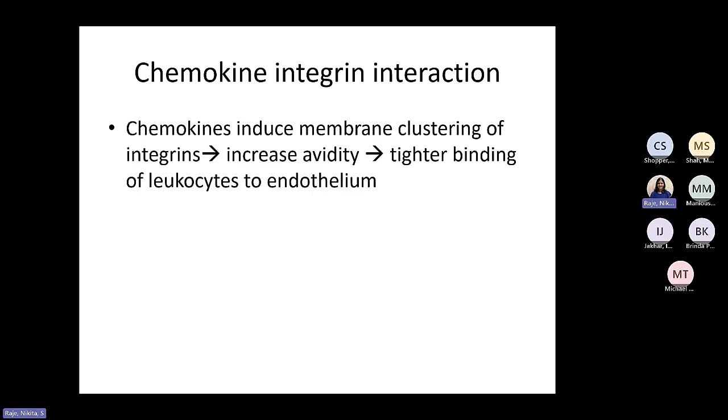Chemokine integrin interaction. Chemokines induce membrane clustering of the integrins. They increase avidity and tighter binding of leukocytes to the endothelium. So just to make it easy, chemokines help in increasing the affinity and avidity of integrin interaction.